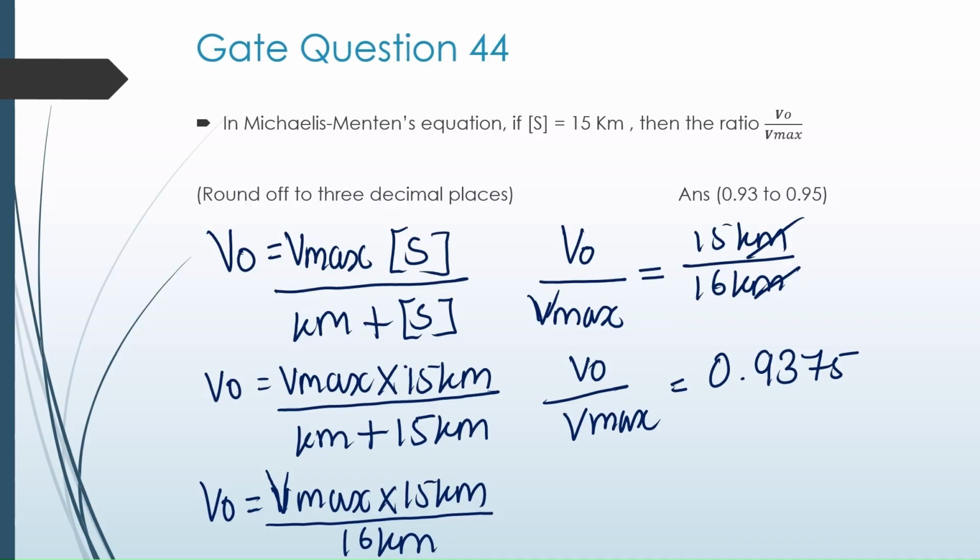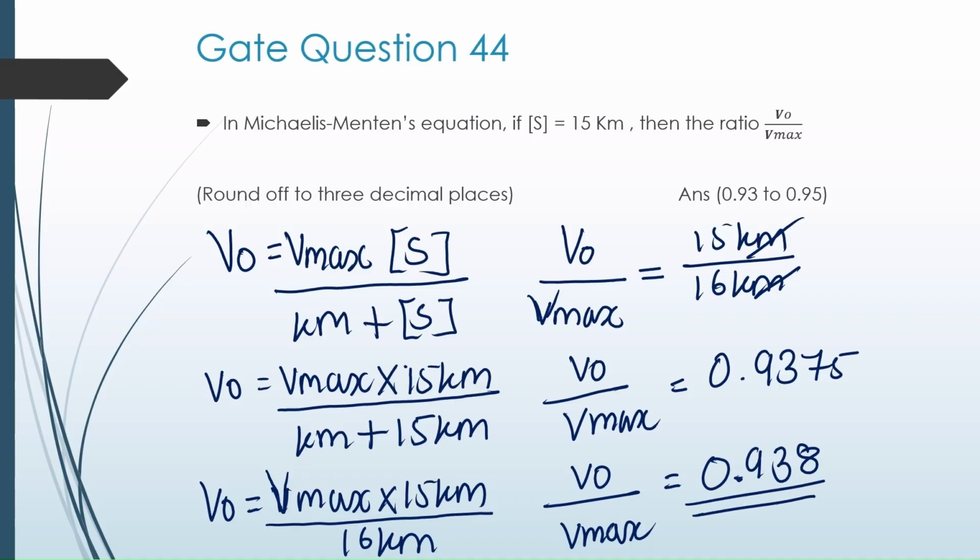So after the point, 1, 2, 3, the third digit, if the next digit is 5 or greater, you have to add 1 to this digit. Then it is rounded to 3 decimal places. So V0 upon Vmax is equal to 0.937 plus 1, that is 0.938. So this is the final answer.